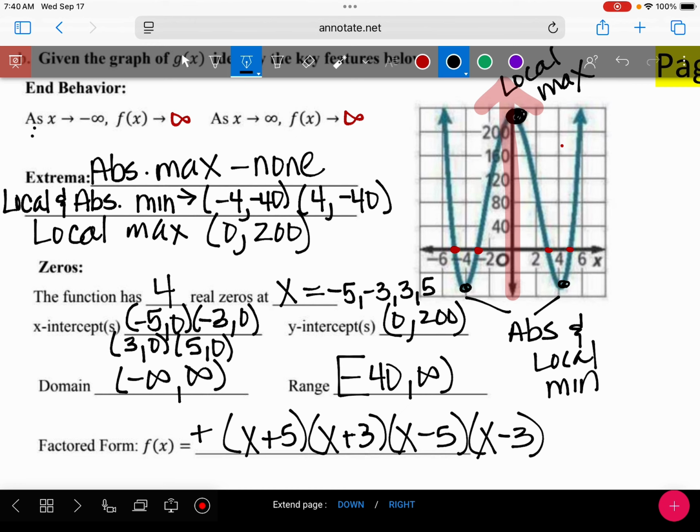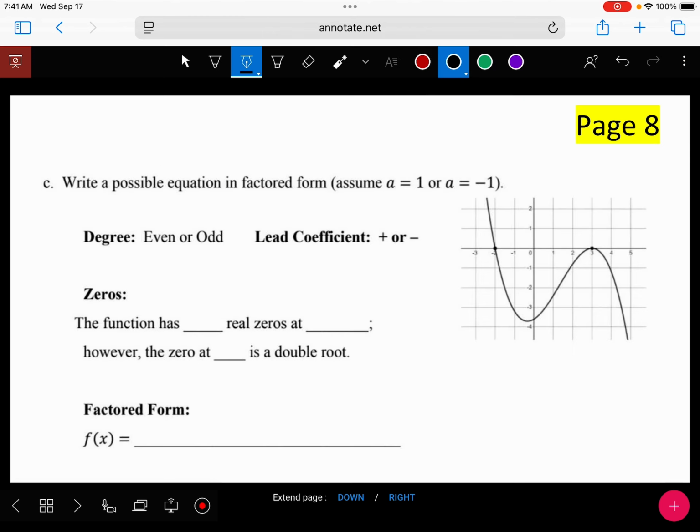Right, one last question. So do we think this graph has an even or an odd degree? Who says even? Who says odd? Yep. Do we think it's a positive or a negative lead? Remember, you look at the right. Who says it's positive? Who says negative? I agree. The function has how many zeros? How many times does it cross the axis or touch it? 2. One of them is a double, but we'll talk about that in a minute.